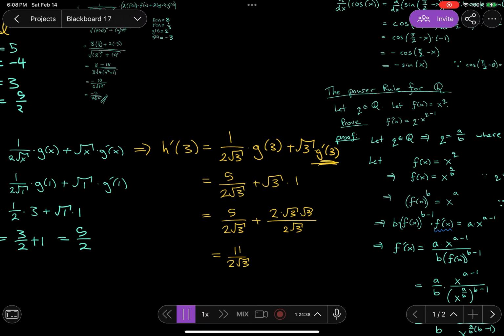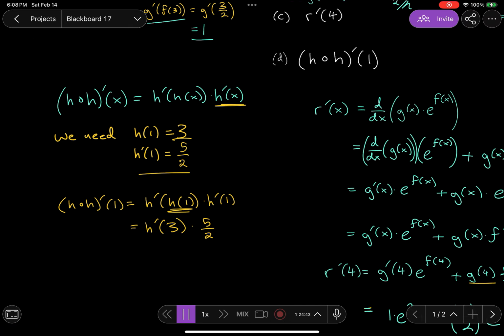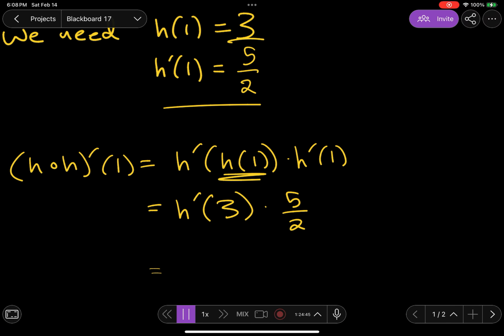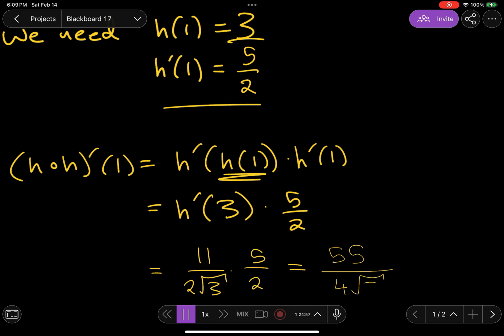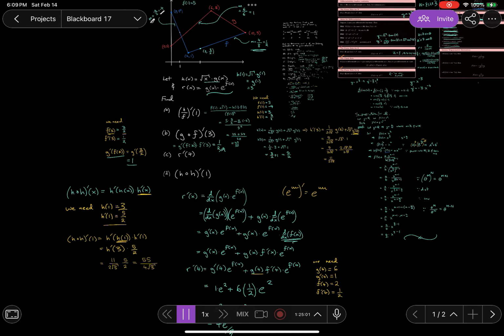All right, we got h prime of 3. Coming back over here, h prime of 3 is 11 over 2 root 3 times 5 halves. Give me a final answer, 55 over 4 root 3. That was an epic chain rule question. That is something we got to be able to do.